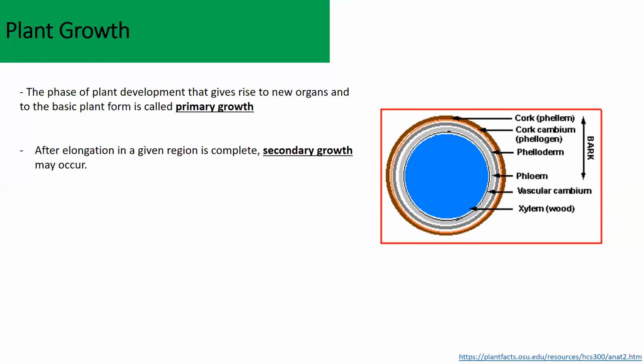Secondary growth involves two lateral meristems, the vascular cambium and the cork cambium. The vascular cambium gives rise to secondary xylem, which is wood, and secondary phloem. The cork cambium produces the periderm, consisting mainly of cork cells.